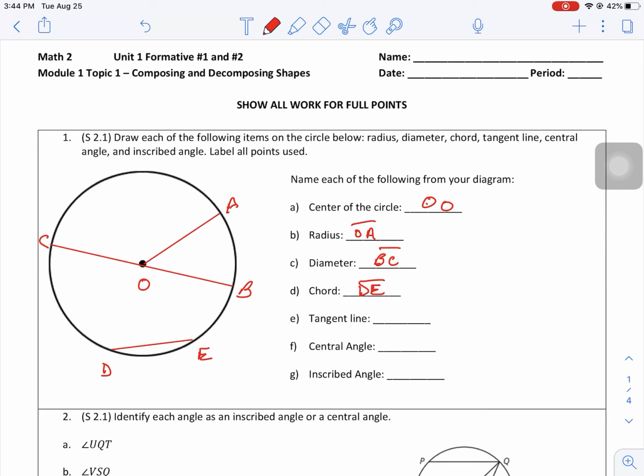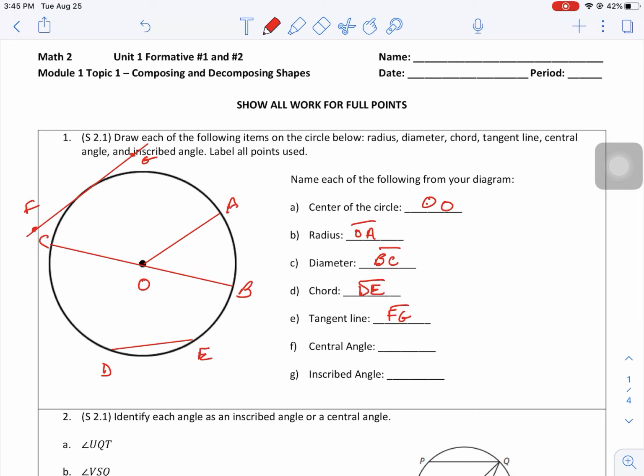Now a tangent line, remember a tangent line is some line that's, let's put it right there. All right, it only connects with the circle at one point. And let's put some points on here. Let's call it F and G. So my tangent line is FG.